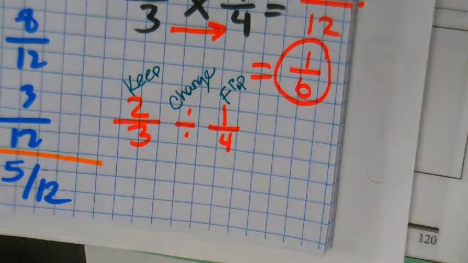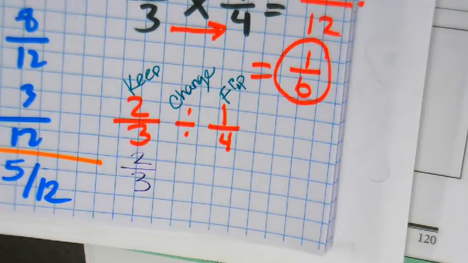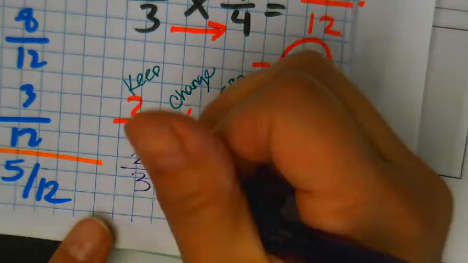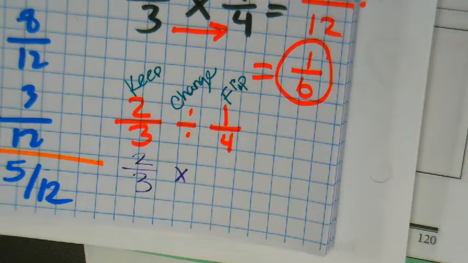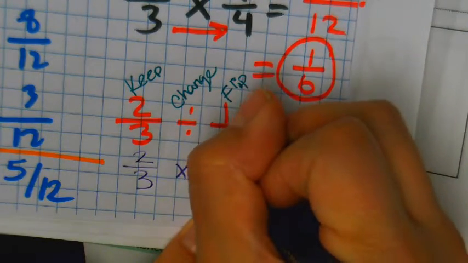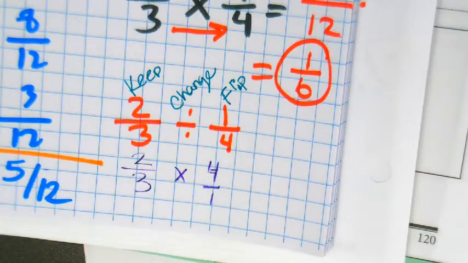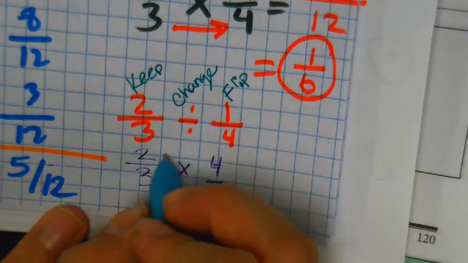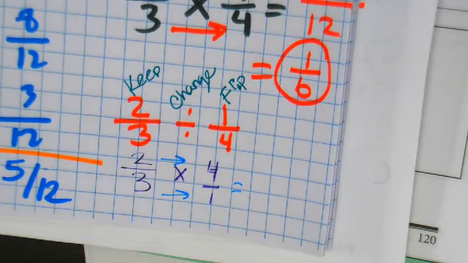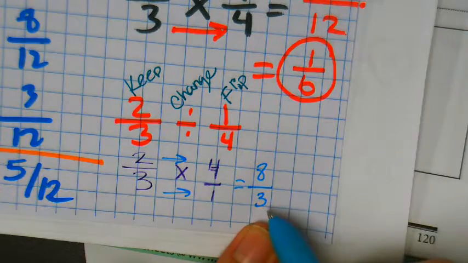All right. 2/3, you keep it. What does division turn into? Multiplication. And then 1/4, you flip it. So 4/1. Now we're in multiplication land. Now it's super easy. We're just going to multiply straight across. What do we get? 8/3. In 8th grade, that's how they want you to write it, and you're done.